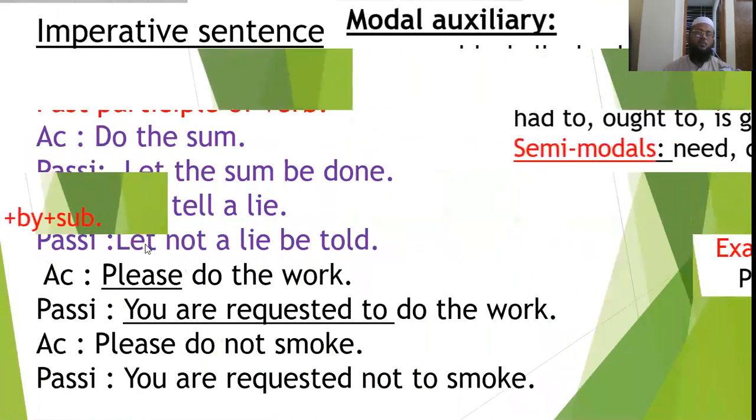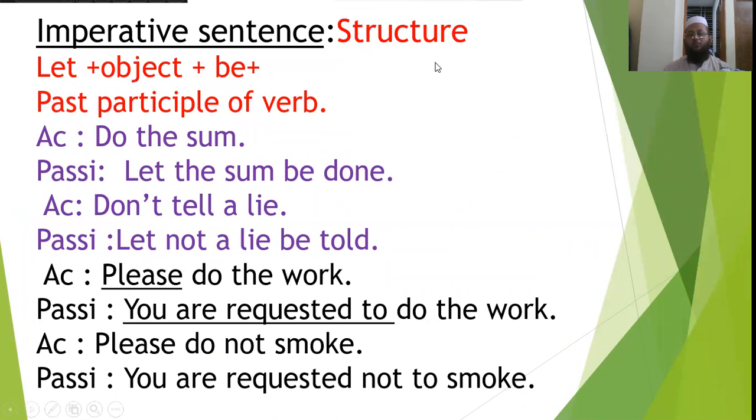Dear learners, here imperative sentence. Notice the structure. Let plus object plus be verb plus past participle of principal verb. Example, active voice: do the sum. Passive voice: let the sum be done. Active voice: don't tell a lie. Passive voice: let not a lie be told.